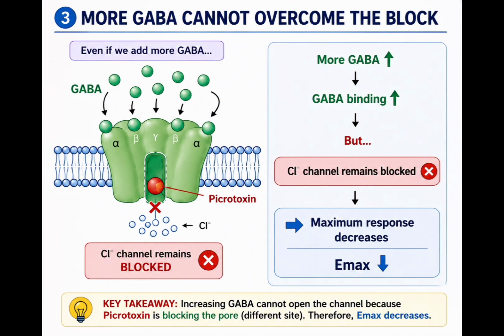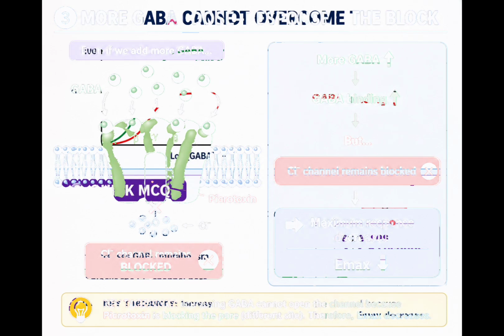Here is the most important point. In competitive antagonism, increasing the agonist concentration can overcome the antagonist. But with picrotoxin, that does not happen. Why? Because picrotoxin is blocking the channel pore itself. Even if we add more and more GABA, the chloride channel remains blocked. Therefore, the maximum possible response decreases. So, Emax decreases. That is the characteristic feature we want to remember.